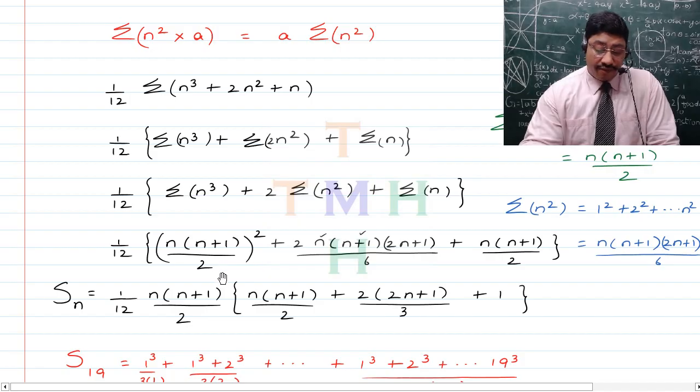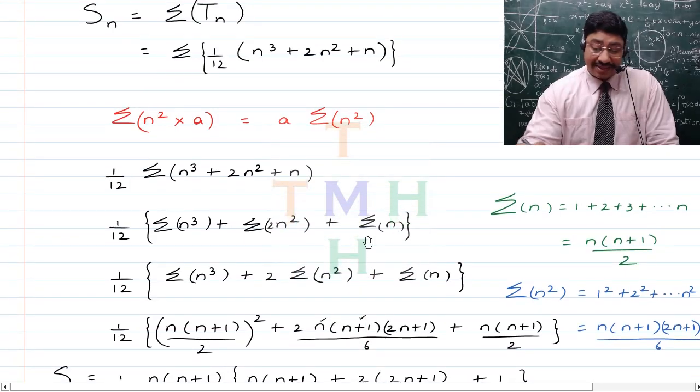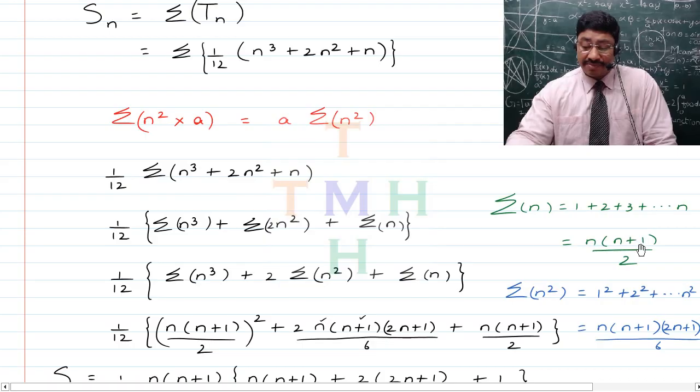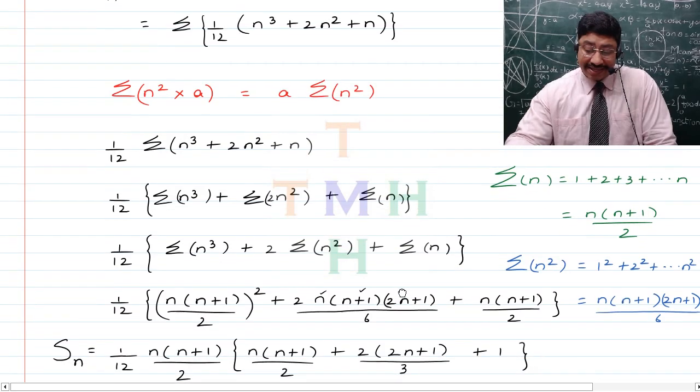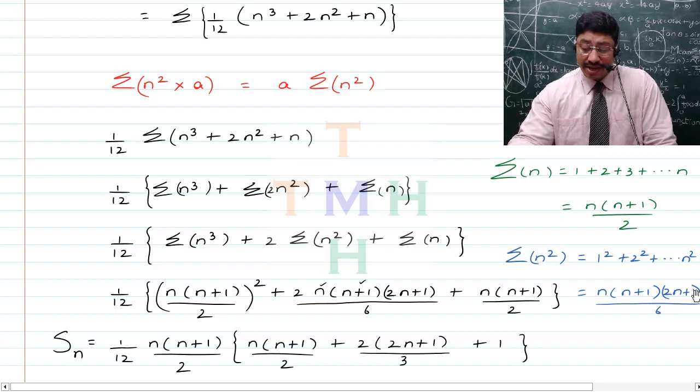Now you keep the formulae as I told you, that sigma n is the same as n times n plus 1 upon 2, right? If you talk about sigma n squared, then that is n times n plus 1 times 2n plus 1 divided by 6, right?